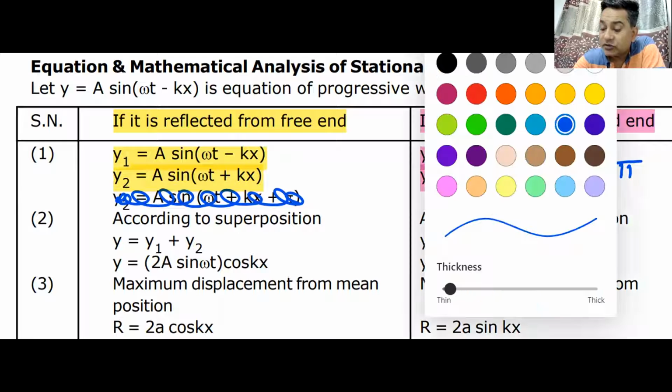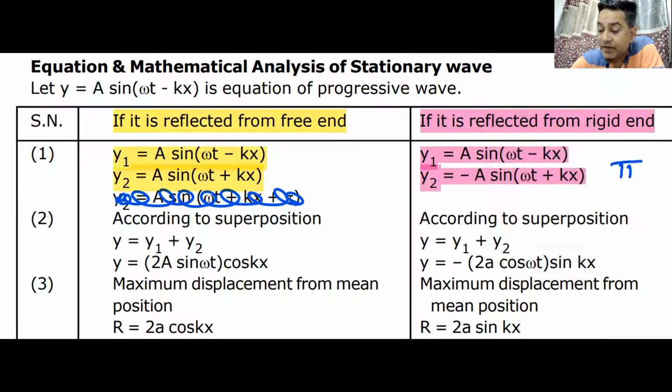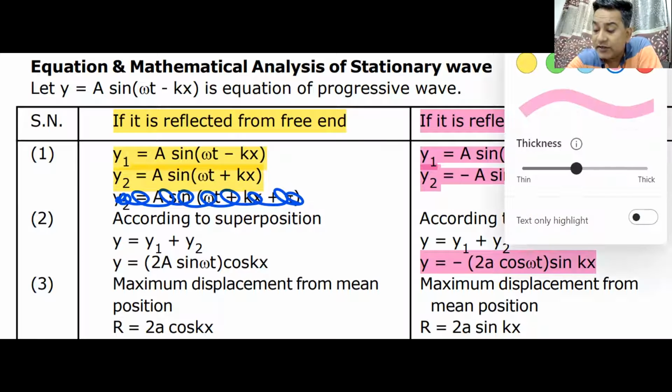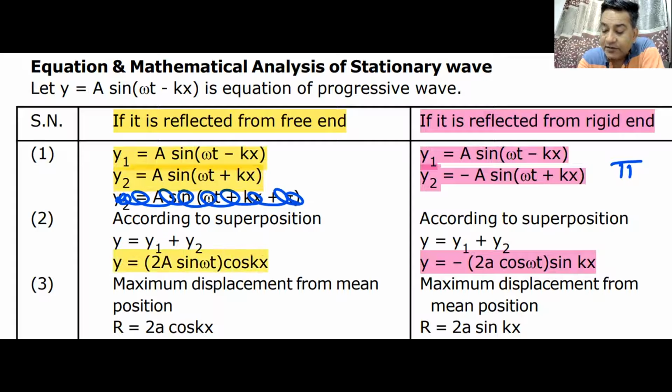When you superimpose these two waves, what happens is, on the left hand side you have y is equal to minus 2a cos omega t sin kx. You will ask me, sir, how has this come? This is a trigonometric formula that has been used. Sin a minus sin b, because there is a negative sign here. This is the sin a minus sin b formula. On the left hand side, if you see, it is the sin a plus sin b formula.